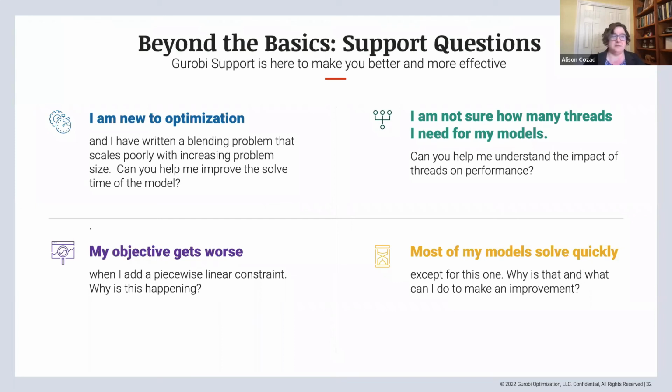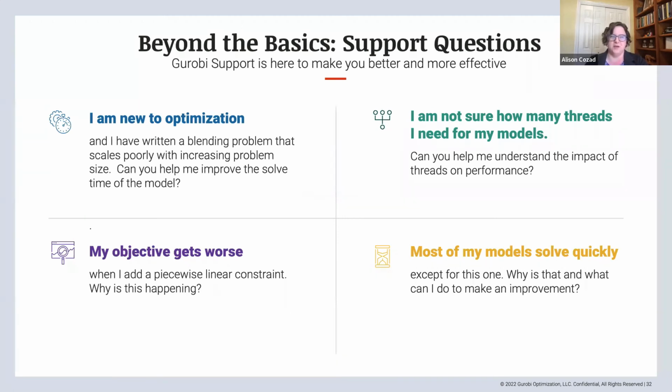In purple, we have my objective gets worse when I add a piecewise linear constraint. Why is this happening? And who hasn't run into the situation where they have a new software and they're just adding in new features as they find that they exist, and then something strange happens. And maybe you didn't read all of the documentation on exactly what went into all those features. Feel free to reach out to Gurobi support. Try this feature, here's what I was trying to do, and it did this, why did that happen? We'll help you understand why Gurobi did what it did, and if that feature is right for what you're trying to achieve.